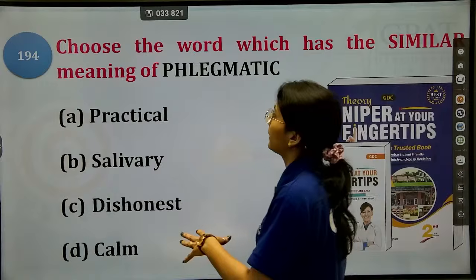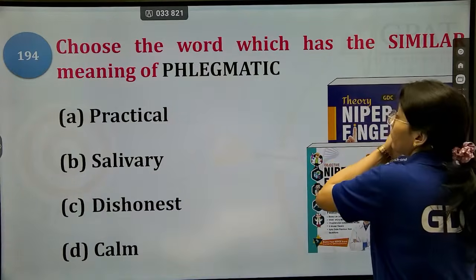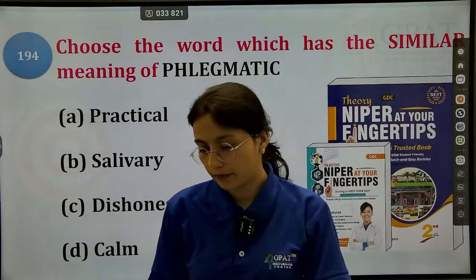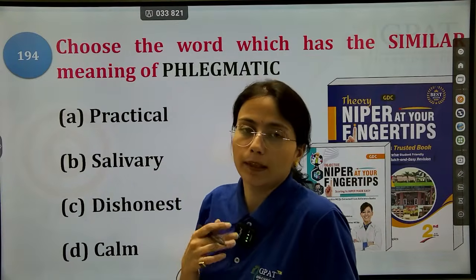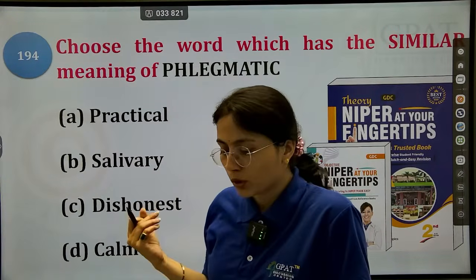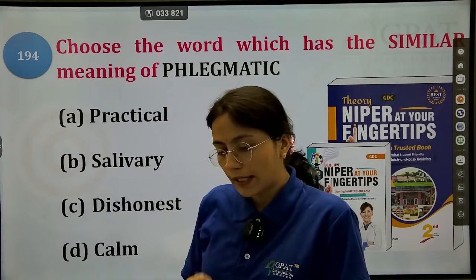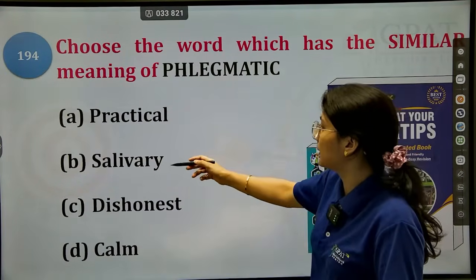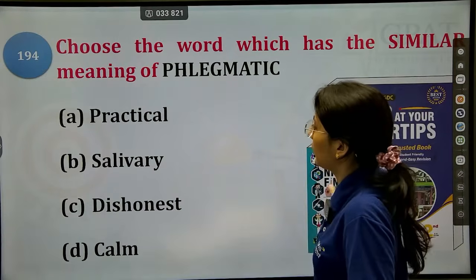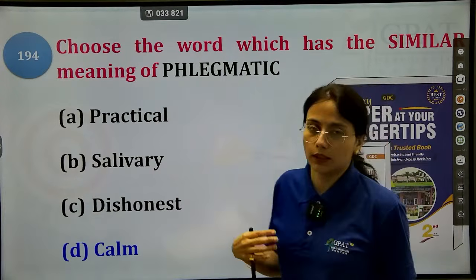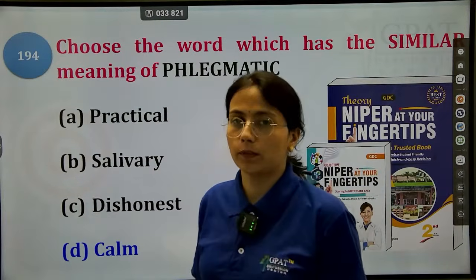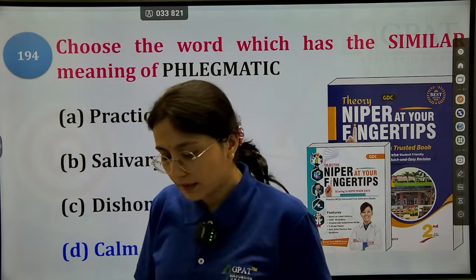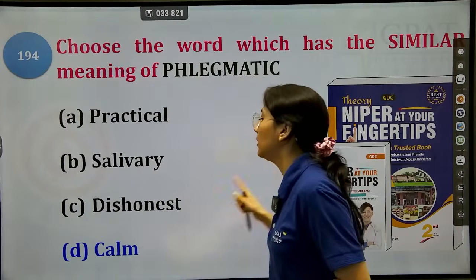We have to find the similar meaning of the word. It means someone who is calm, cool-headed, and not easily excited or emotional. The options are practical, slavery, dishonest, calm. So the correct answer is calm. We have to find a synonym, so calm is the similar word.